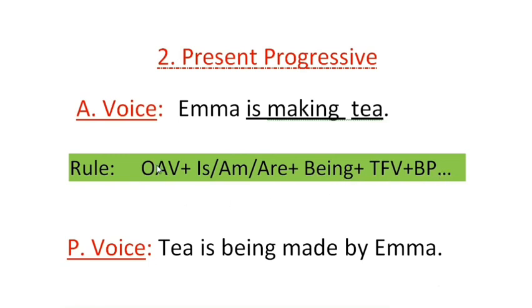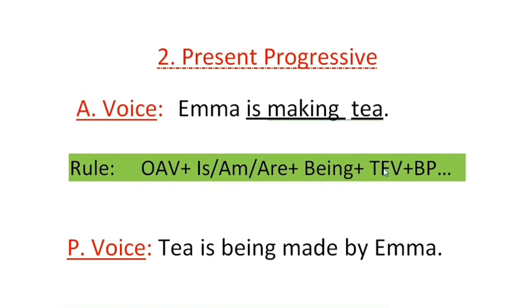First we have to use OAV. OAV is tea, object of the active voice, so tea is used first in passive voice. Second, is or am or are. We have to select which one is appropriate here. Tea is third person singular number, so is is appropriate here: tea is. Then being will come: tea is being.